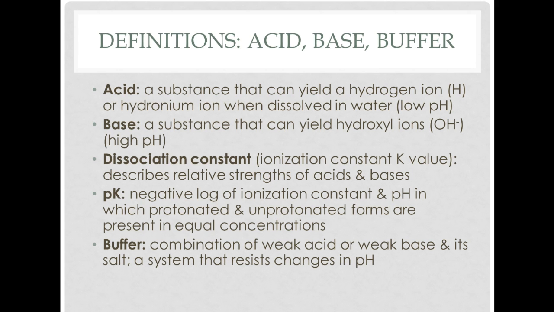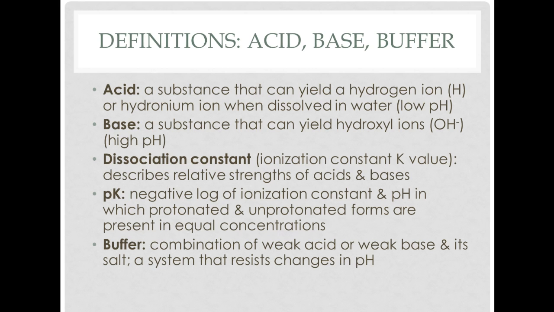An acid is a substance that can yield a hydrogen ion or hydronium ion when dissolved in water. The pH would be low. When you think of things like stomach acid, that would be a low pH. A base is a substance that can yield hydroxyl ions, or the OH, and would have a high pH. Things that you may have come across in your past that would be basic include baking soda or other things that would have a high pH.